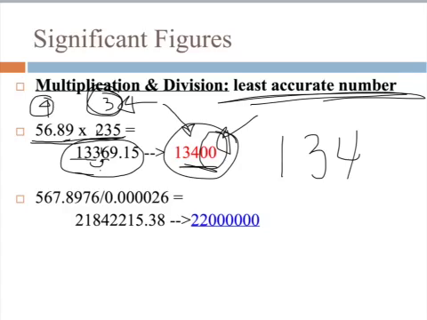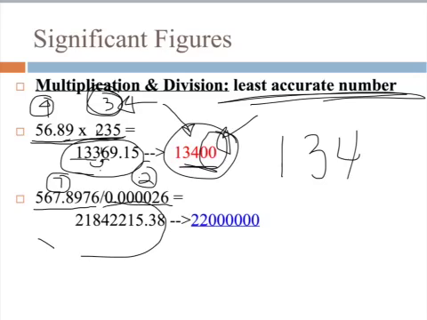Same thing with division. Ask yourself how many significant figures are in this number right here. And that's 3, 4, 5, 6, 7. I count 7. How about in this number? None of these leading zeros are significant, so just 2. The 2 and the 6 are significant.